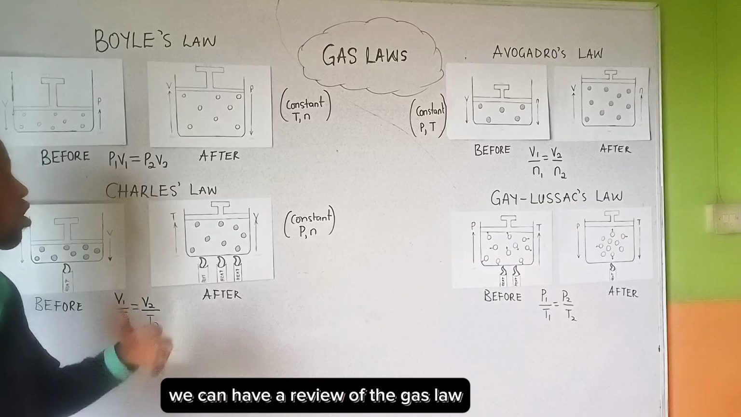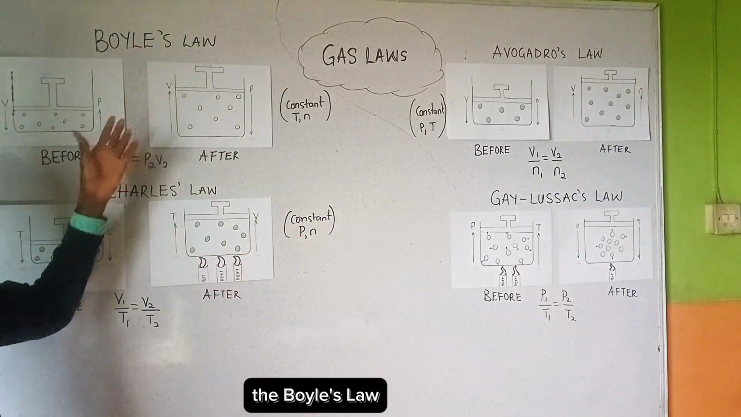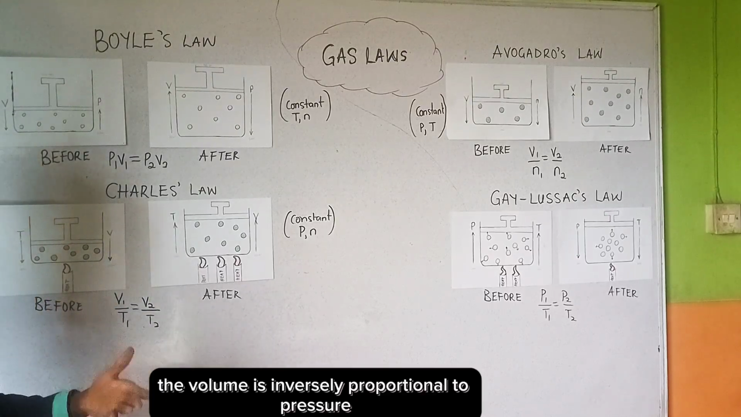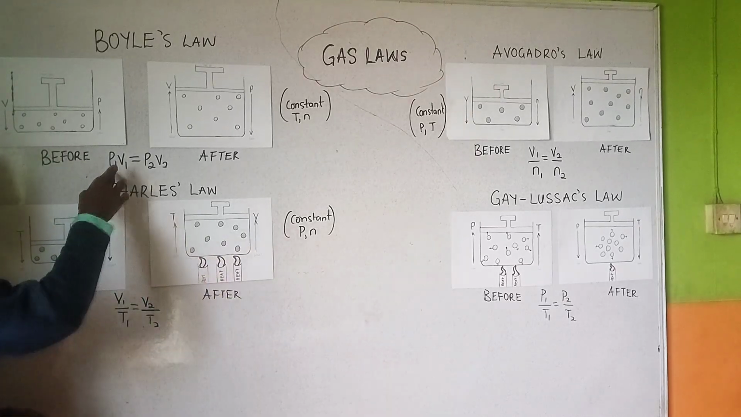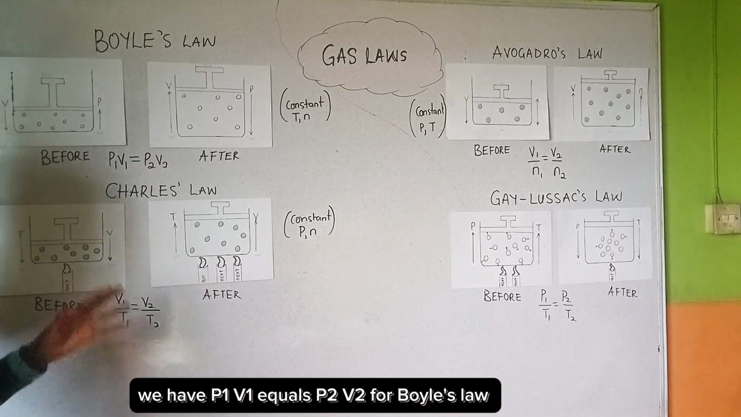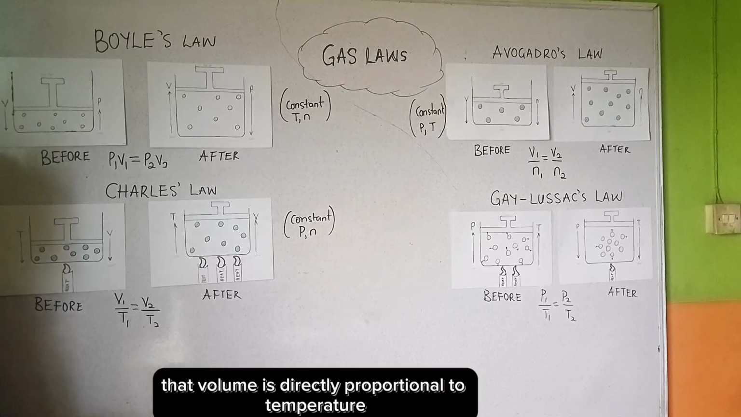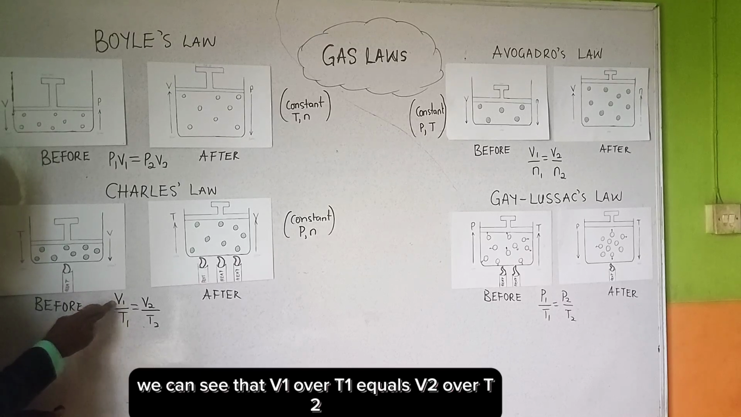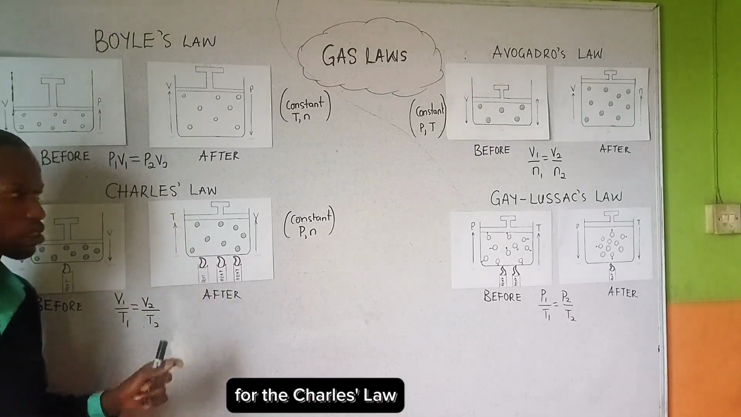We can have a review of the gas laws. Boyle's law shows that the volume is inversely proportional to pressure, and as volume increases, pressure decreases, vice versa. So mathematically, we have P1 V1 equals P2 V2 for Boyle's law, while Charles' law shows that volume is directly proportional to temperature. Mathematically, we can see that V1 over T1 equals V2 over T2 for Charles' law.